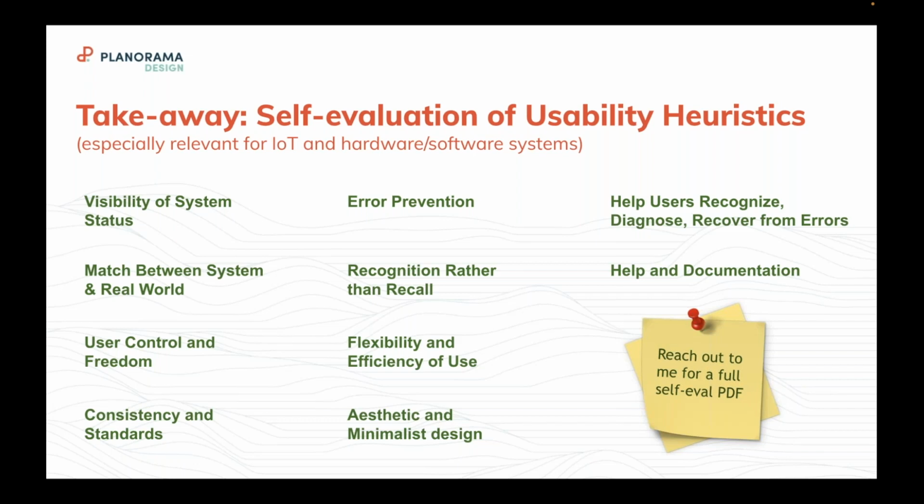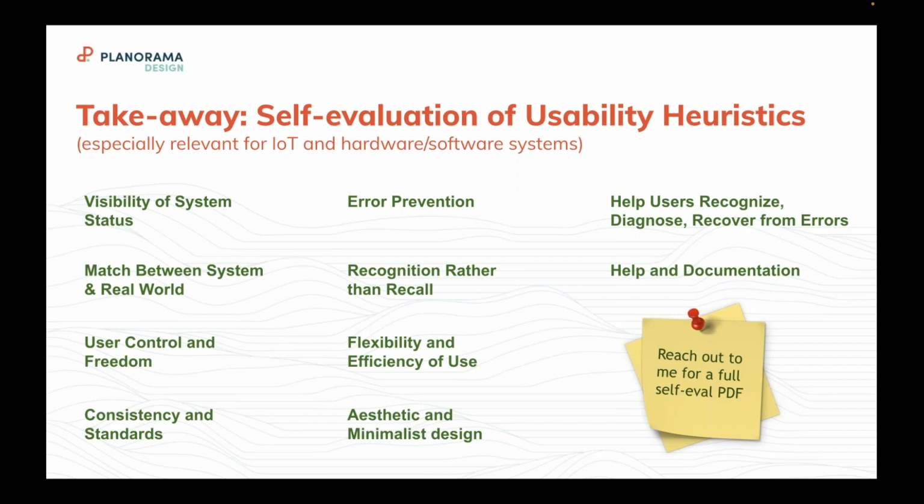Like visibility of system status, and error prevention, right? Those are very necessary in hardware-software integrated systems where you can have problems pop up asynchronously, right? You can't always rely on the software doing something and the hardware responding. Sometimes the hardware is going to respond out of nowhere and it's going to give you correct information or incorrect information. How do you deal with that, right?